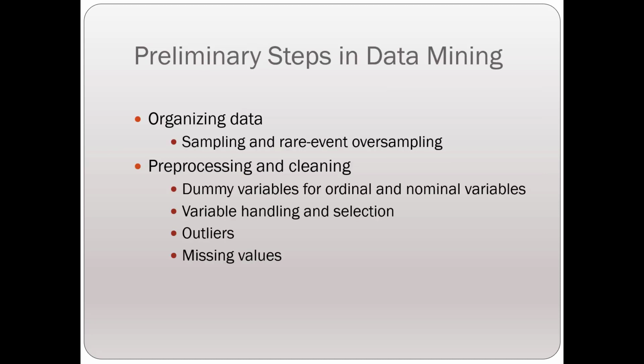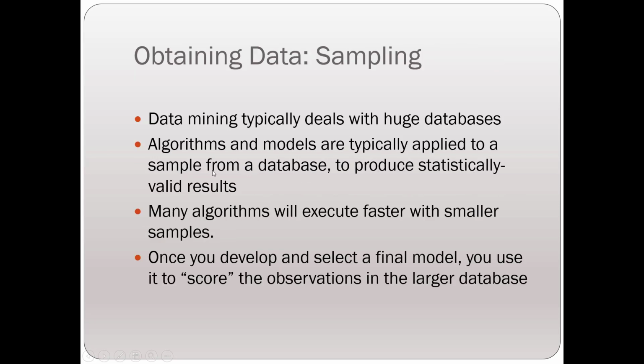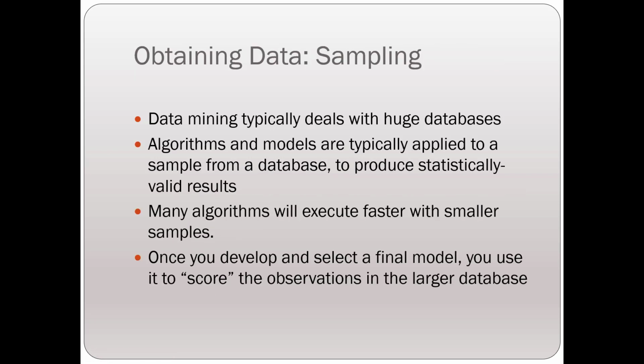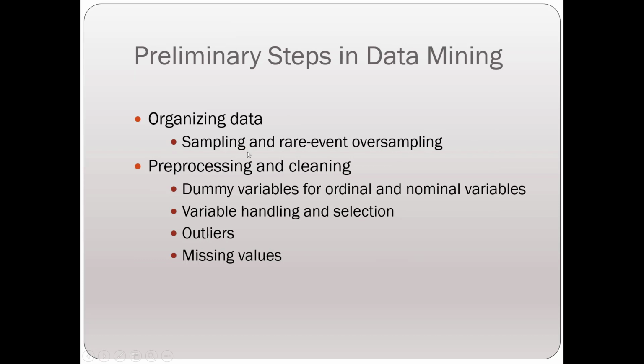So, preliminary steps in data mining. You have organizing data and pre-processing and cleaning data. These 2 are the important steps before you can start actually doing any analysis. First, organizing data is sampling and rare event oversampling, and then pre-processing and cleaning is where you take the variables and create new variables out of them. So let's look at sampling and rare event oversampling.